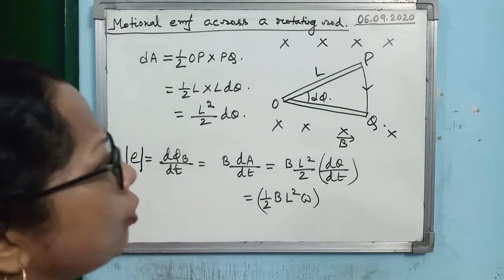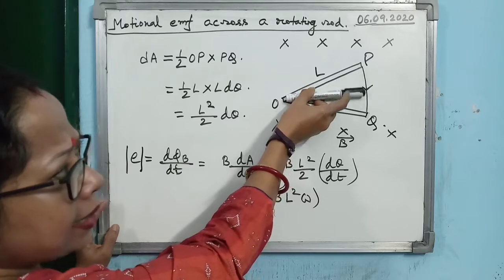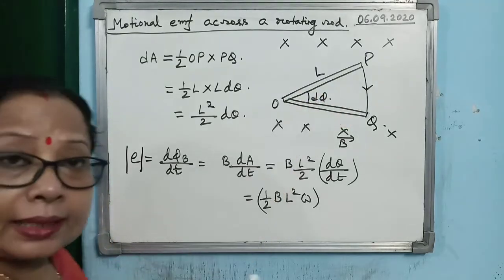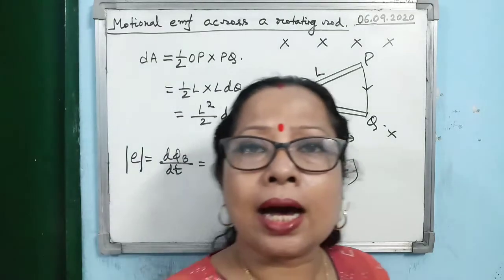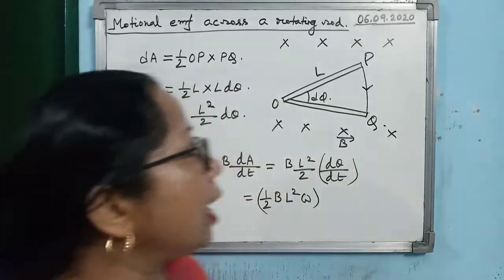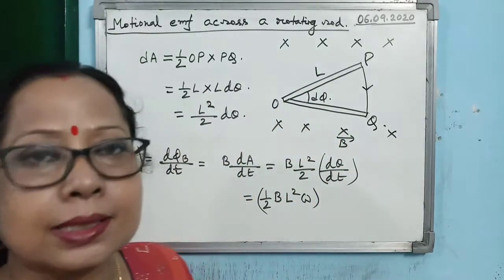Now in this case, we have taken one conductor and it is rotating in the magnetic field. When it is rotating in the magnetic field, it is also cutting magnetic flux, isn't it? So what will happen? EMF will develop at the ends of the conductor. So let us calculate it.